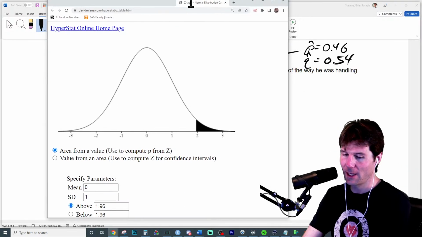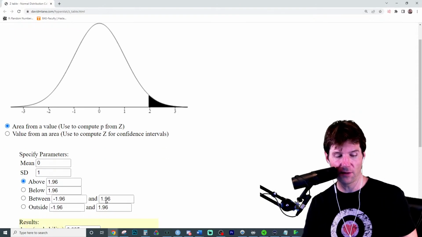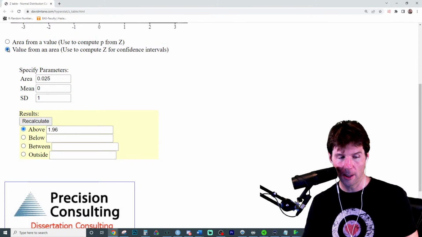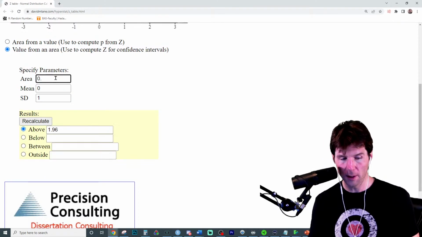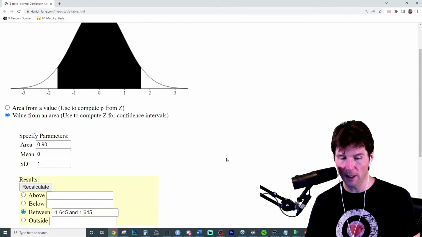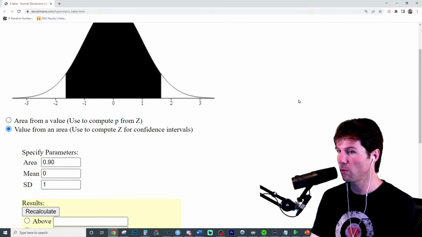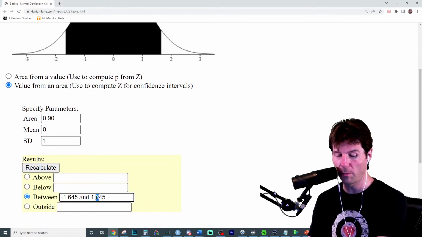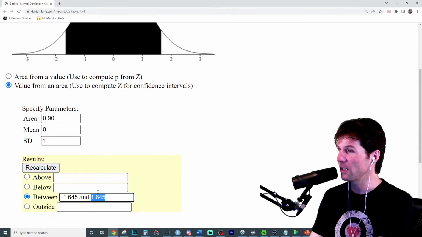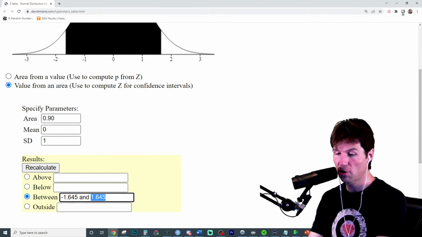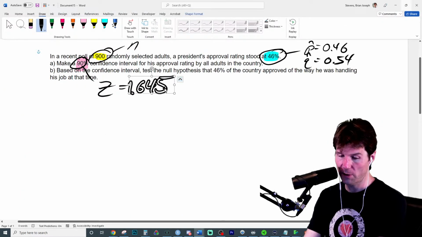So we got the David M. Lane applet, and the Z-score is 1.645. This would be given to you on the test. We go right here. We put in the middle 90% and get between, and notice how it looks like a confidence interval where you got a plus or minus. This was just work done to get the Z-score of 1.645. I've memorized it because I've done a lot of these problems. So all we wanted was this Z-score.